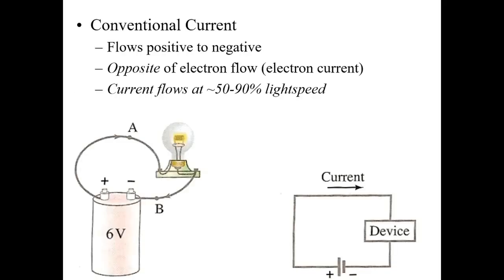Now, conventional current. We use what's called conventional current. We think about things flowing from the positive to the negative. See it go around in the wire there? But that's not really what happens. In actuality, the electrons move. Positive charge can't move. Positive charge is caused by the protons, which are in the atoms' nuclei, and they just sit there and never go anywhere. So it's actually the electrons that move. Now, surprisingly, current itself flows at somewhere between 50 and 90% of light speed.